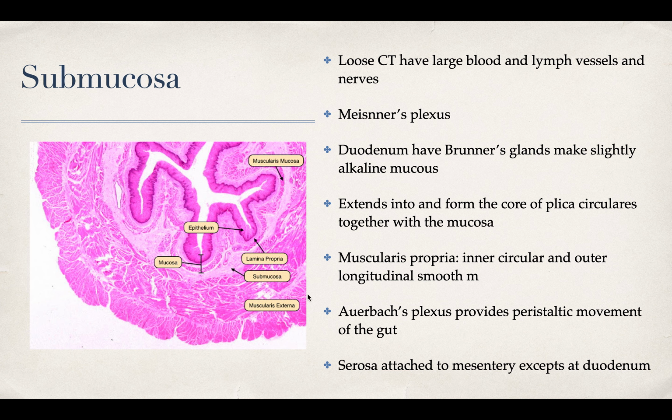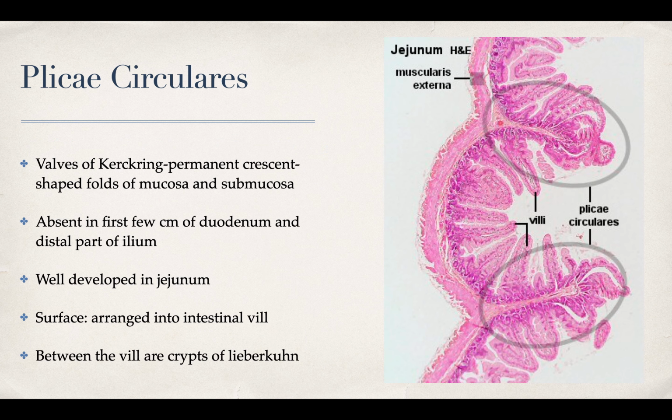And then the muscularis propria is going to have a couple layers again. The Auerbach's plexus is going to innervate the submucosa and provide the peristaltic movement. Remember, while the Meissner will kind of control the constriction aspect. And then the mesentery will be attached to the serosa everywhere except for at the duodenum. There's going to be a bare area there.